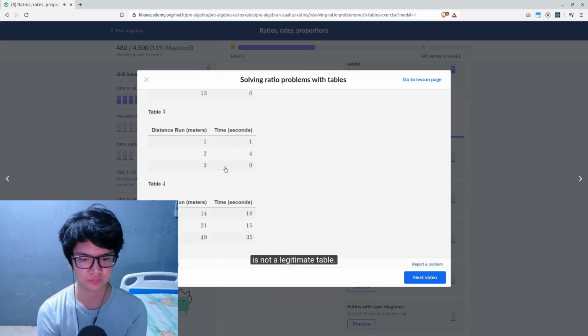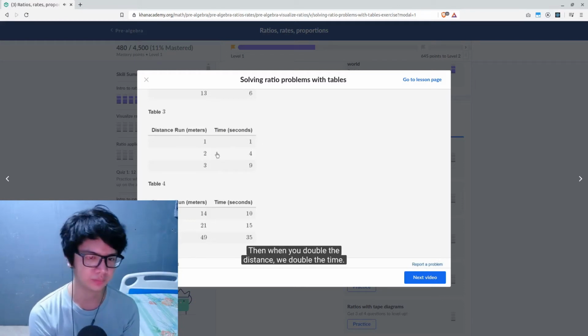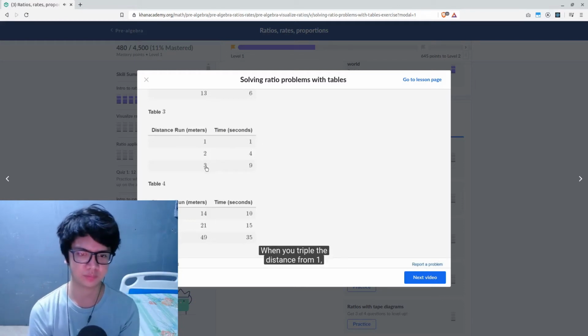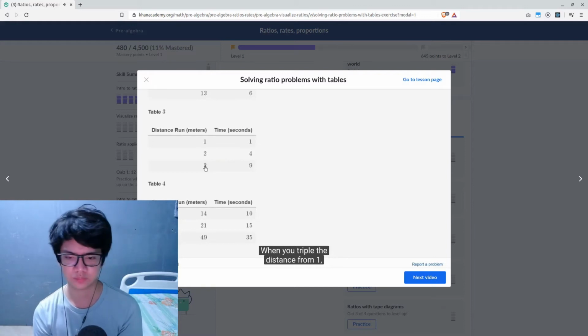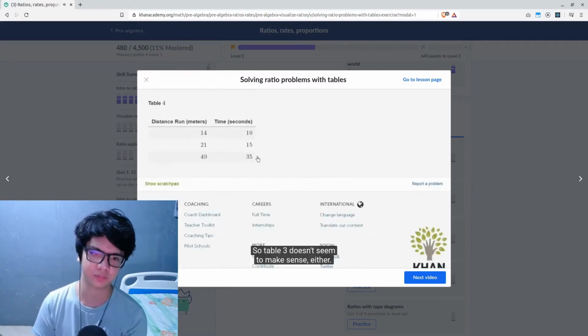table. Table 3. So 1 to 1, then when you double the distance, we double the time. When you triple the distance from 1, you didn't triple the time. So table 3 doesn't seem to make sense either.